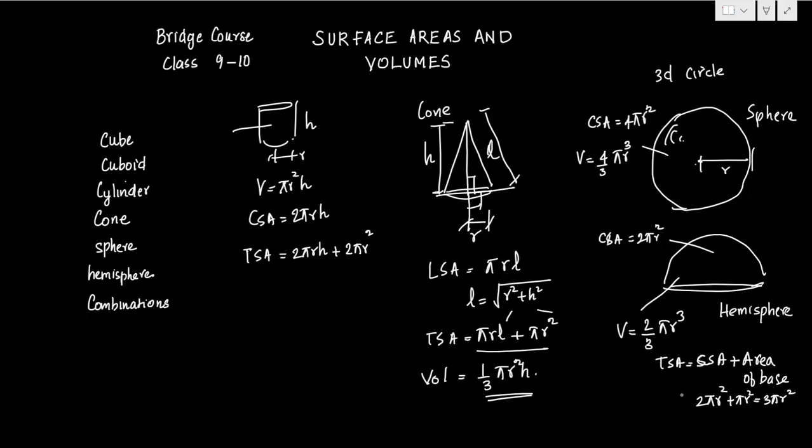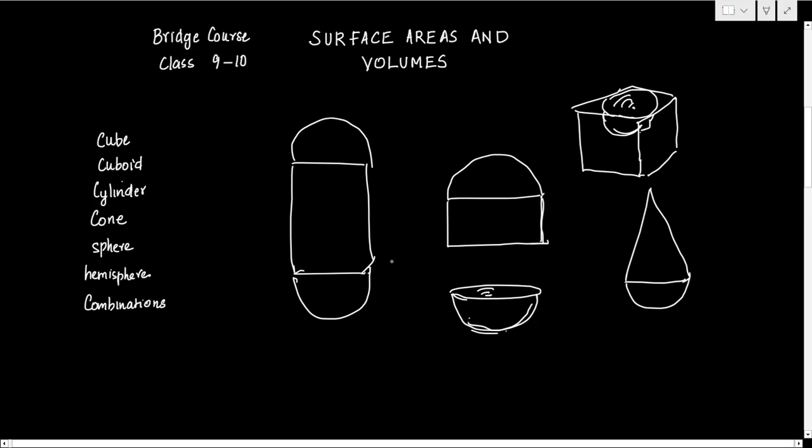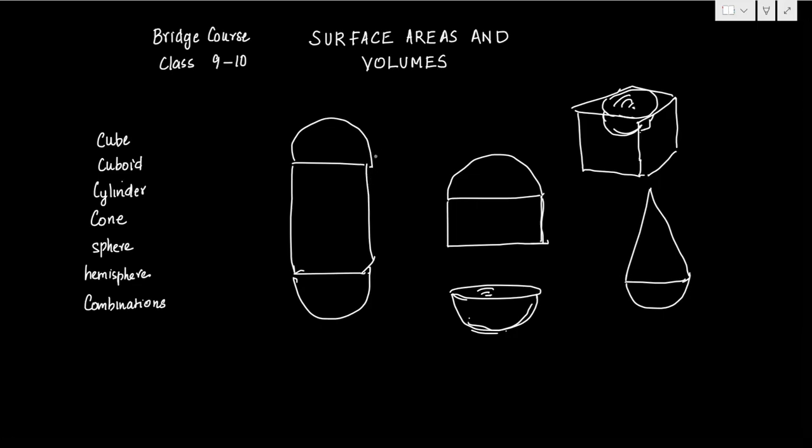So now let us look at certain combinations. So here are some shapes that I have seen before, and I'm pretty sure that you will come across when you go to the 10th standard. I call this the pill shape, and I think it is called the pill shape in some textbooks. So this is basically a cylinder plus a hemisphere on both sides.